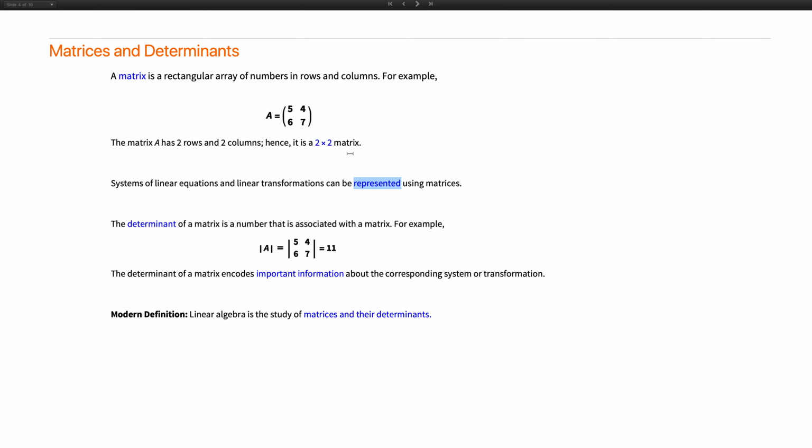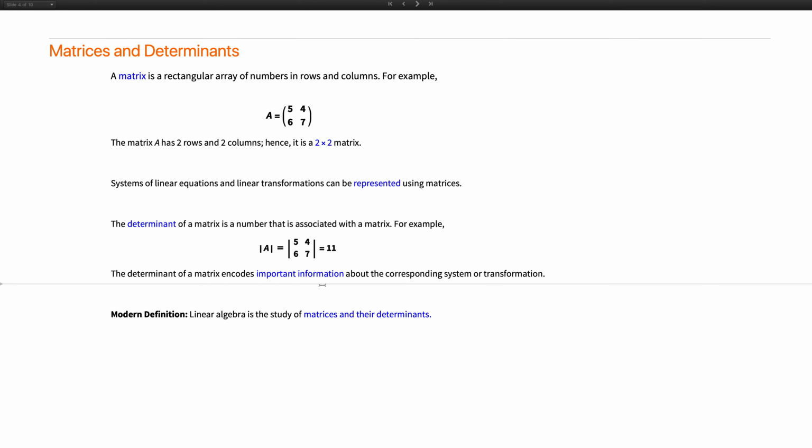Now, a matrix is a collection of numbers. That's a huge collection typically, but with every matrix, you have its determinant. So the determinant is just a number that's associated with the matrix. So for example, in this case, the determinant is 11. That comes out by doing 5 times 7 is 35, 6 times 4 is 24, subtract them, you get 11. And this determinant, although it's just a number, contains important information about the system of equations or the transformation that you're studying.